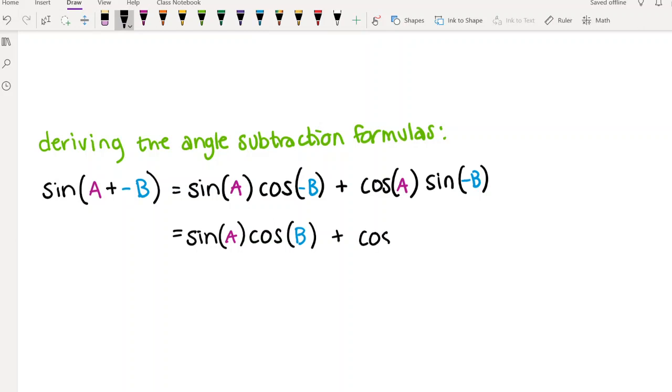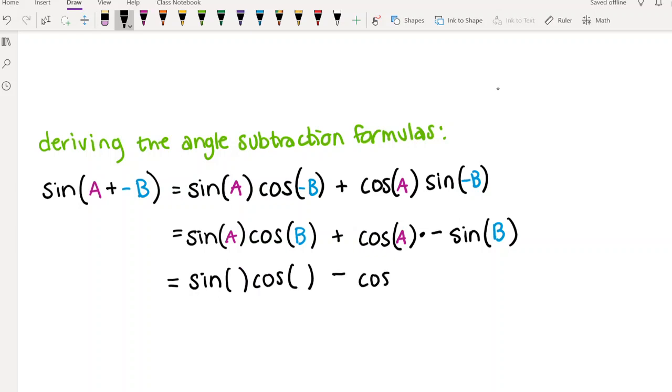So this is going to be cosine of A times negative sine of B. And so a nicer way to write this would be sine of A times cosine of B minus cosine of A times sine of B. For the subtraction rules, you do need to pay attention to the order you're doing things in because you're subtracting. So it's important that you first start by taking sine of the first angle, and then in the second part, that's where you take cosine of the first angle.